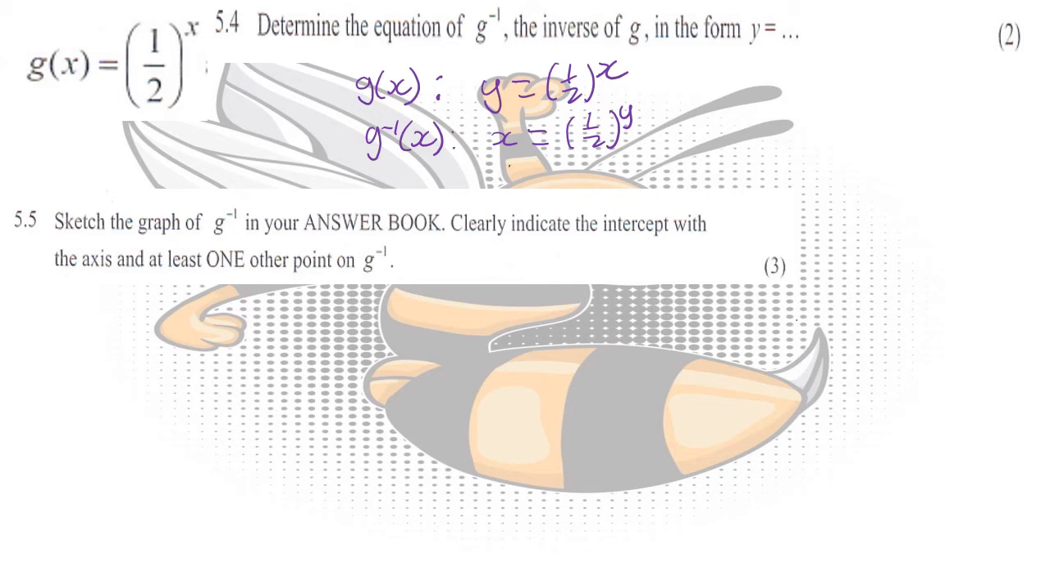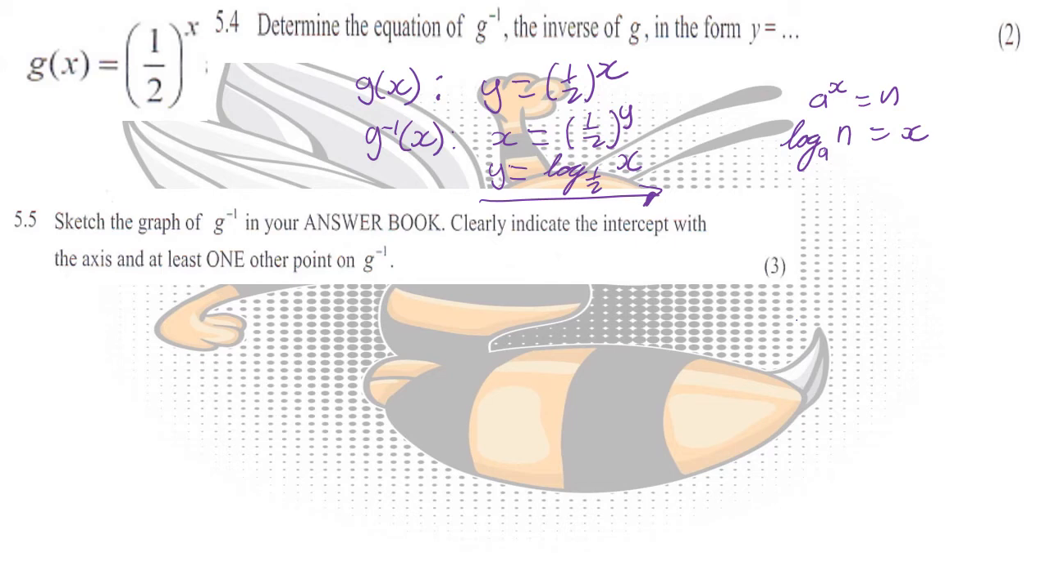Now remember, the log said that if I have something like a to the power of x equals n, I can use a log. Then the a becomes the base of my log, the n goes into the log itself, and my exponent then becomes my answer. So then I can say y is equal to log base a half of x. And that would then be your answer there for 2 marks.